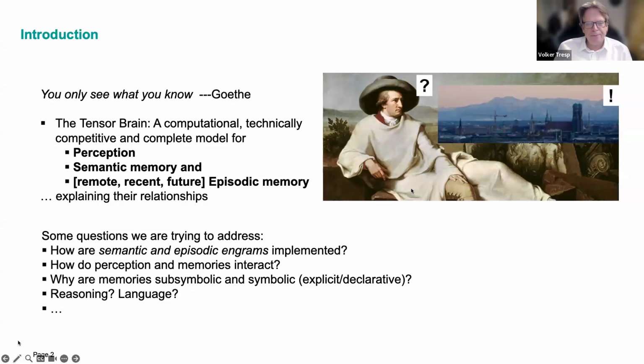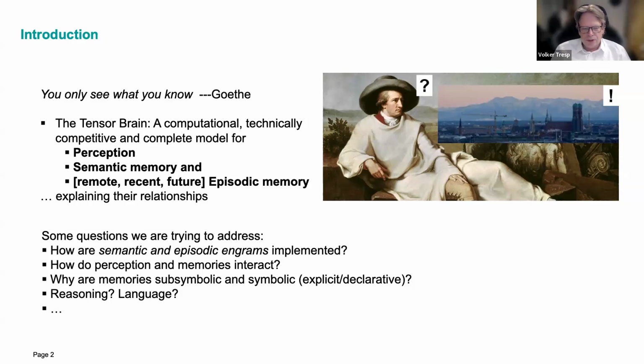We like this proverb from Goethe: you only see what you know. Goethe looks at this scenery and sees maybe some mountain range, and then he recognizes that this is Munich, and then he knows from his semantic memory that Munich is the capital of Bavaria, and maybe he has some nice episodic memories about visiting Munich. So this completely enriches his vision experience, and also makes him understand what he's looking at.